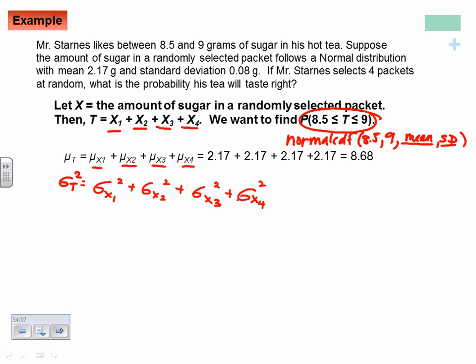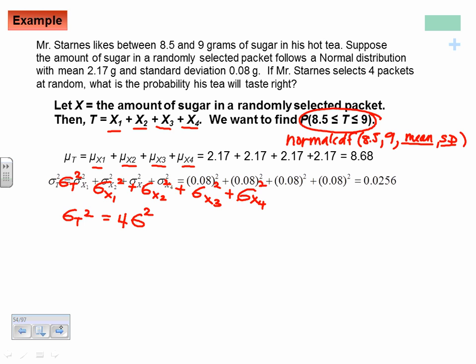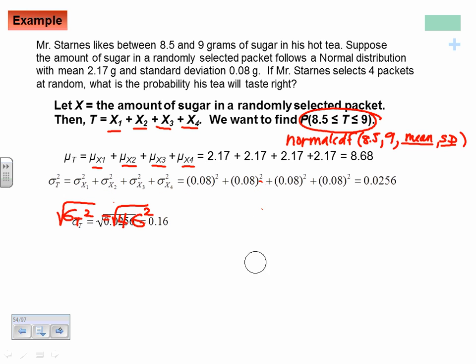But since all those are the same, it's like saying I'm going to have 4 of the standard deviations squared. All right, so that might be a little bit easier way to think about it. And then to find the standard deviation, I would have to take the square root of that.